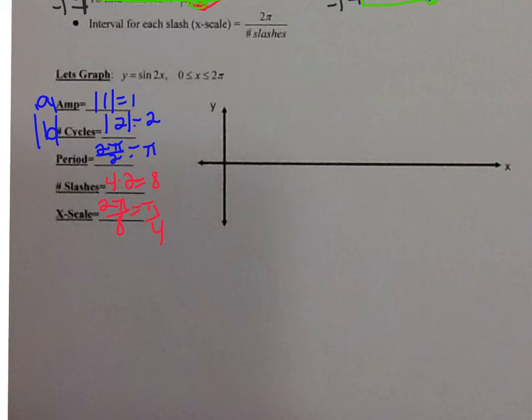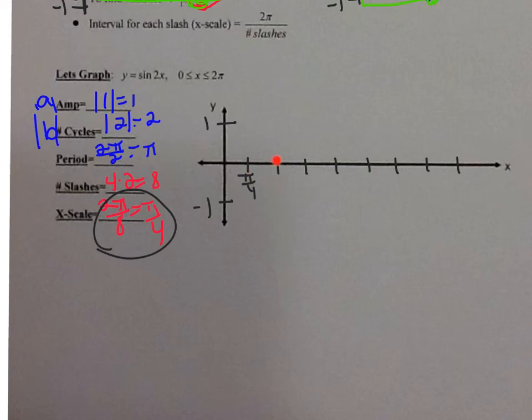So I'm going up and down to 1. So 1 and negative 1. I need 8 slashes. Try to make them equally spaced apart. So 1, 2, 3, 4, 5, 6, 7, 8. Your first slash is going to be labeled, that's your x scale, pi over 4. So what that means is that each interval here, each piece is representing pi over 4. So the first one is pi over 4.